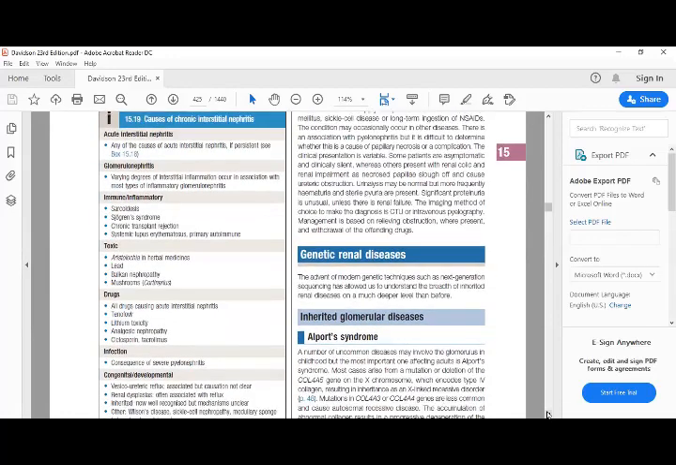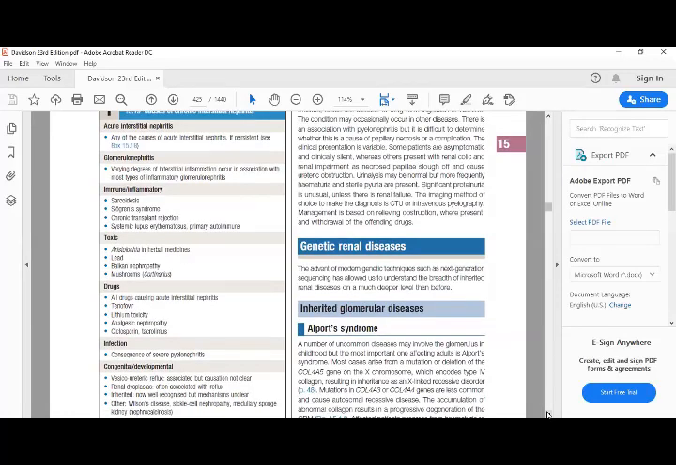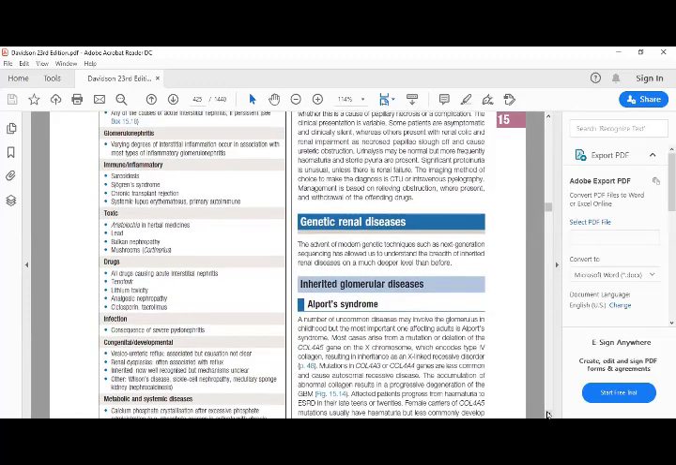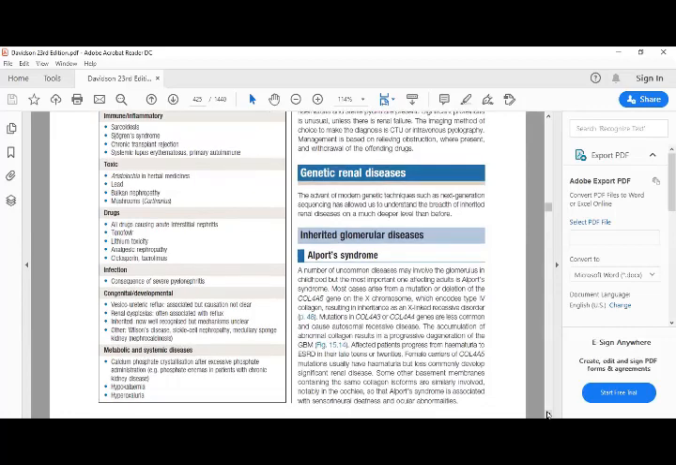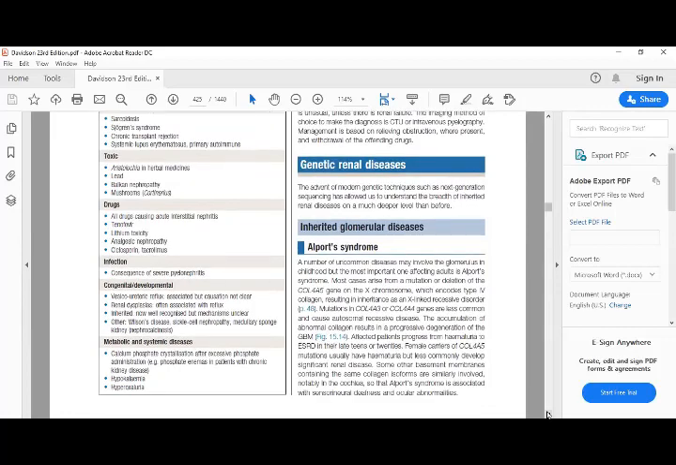All drugs causing acute interstitial nephritis, tenofovir, lithium toxicity, analgesic nephropathy, cyclosporine, and tacrolimus. Other infections: a consequence of severe pyelonephritis can be chronic interstitial nephritis. Congenital and developmental causes include vesico-ureteric reflux, with the causation not clear.